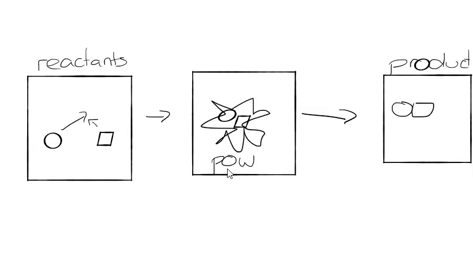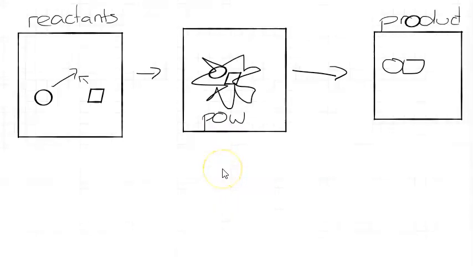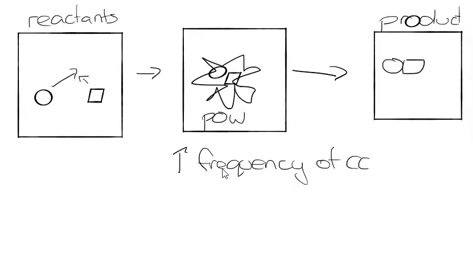What we need for this to happen is that when they collide, there are two ways that the rate of reaction, so the frequency that these successful collisions happen, can be changed. If the frequency of collisions increases, then we're going to end up with more products more often, so the rate of the reaction would increase.